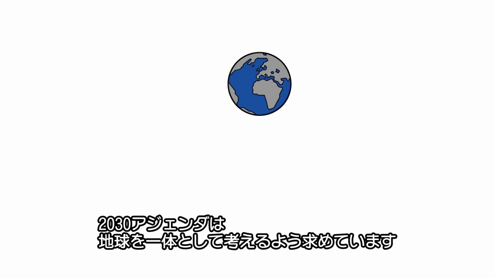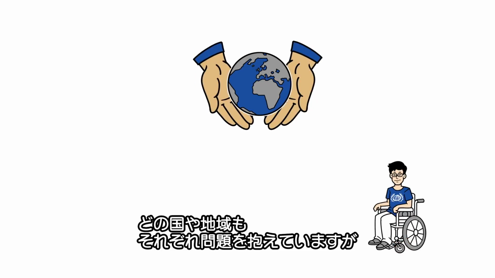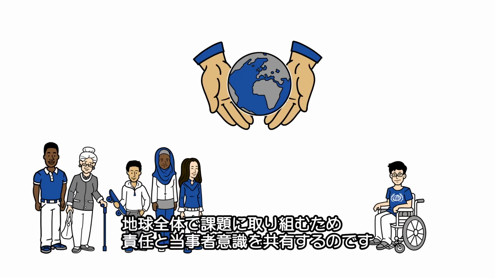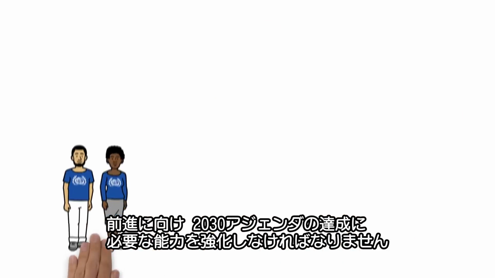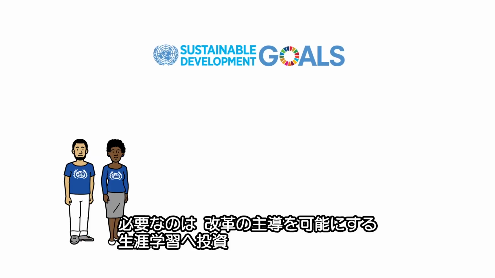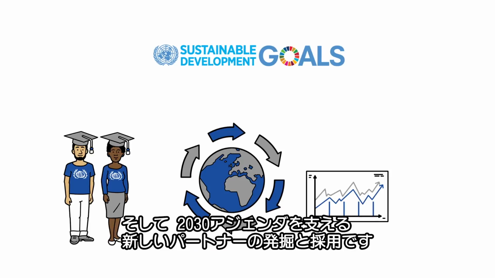The universal nature of Agenda 2030 also asks us to look at the planet as one. Every country, every community has issues to address, and everyone shares the responsibility and ownership to address the challenges that face us collectively. To move forward, we must develop the right capacities for Agenda 2030. We need to invest in lifelong learning to be able to advocate for change, foster action for implementation, measure progress, and to identify and empower new partners to support Agenda 2030.